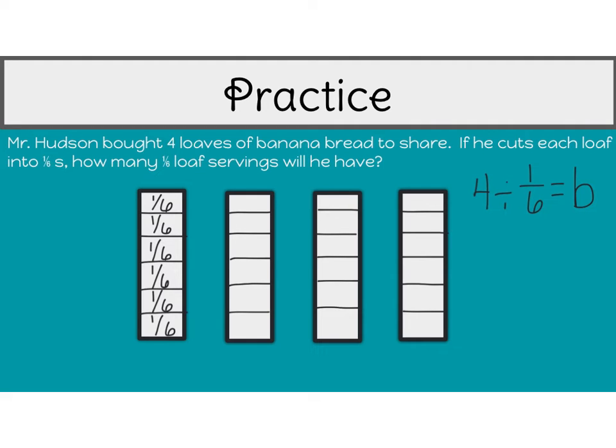So if we total all of those up, how many 1/6 loaves would we have? We would have 24. So our problem would be 4 divided by 1/6 equals B for bread, however you want to do that. And then our actual answer would be 24 servings.